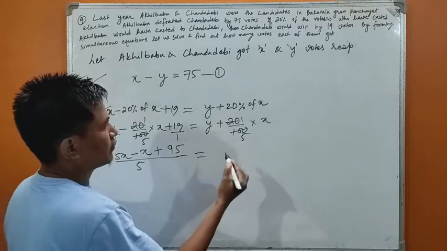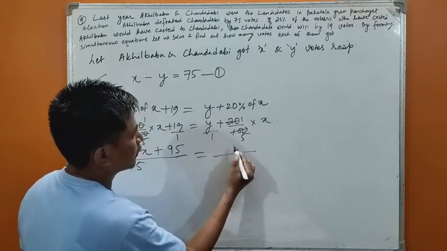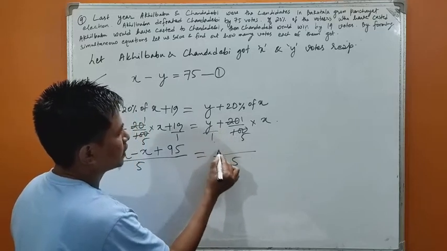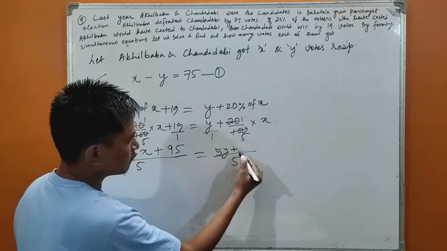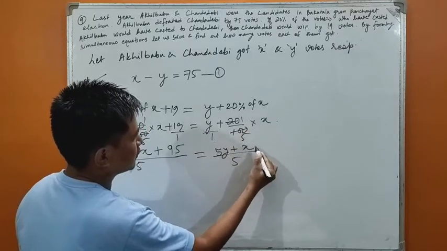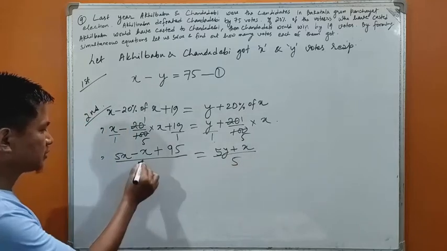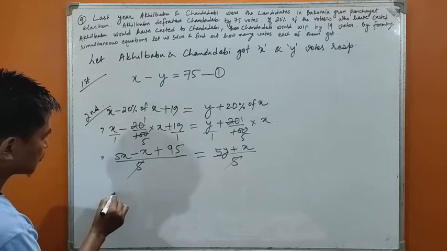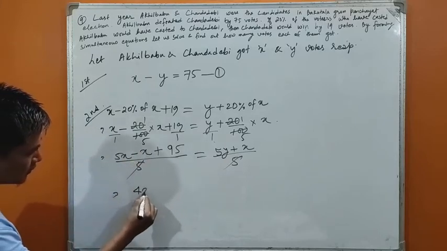Now here we have 1 in the denominator of Y, so LCM of 1 and 5 is 5. 5 into Y is 5Y, plus 5 1s are 5, that 1 into 1 is 1, 1 into X is X. So this 5 can be cross multiplied to the numerator, so this can be cancelled here itself. So 5X minus X is 4X, isn't it?